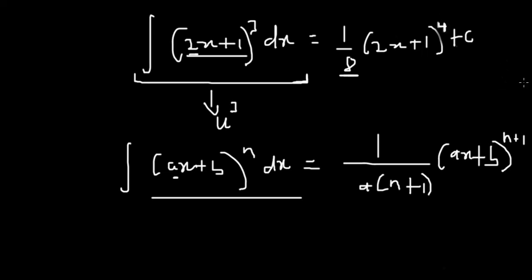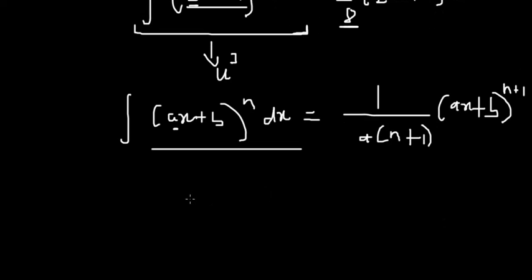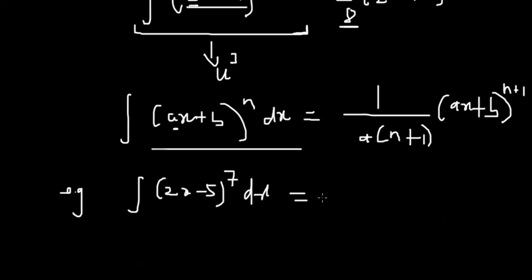Let's take another example so that you get to appreciate this approach. Let's say we have the integral, this integral is so huge, let's find the integral of maybe (2x - 5) exponent 7 dx. Let's use the same approach. You can notice that we have 1 over a, where a is 2, and then n plus 1 is 7 plus 1, that's 8.